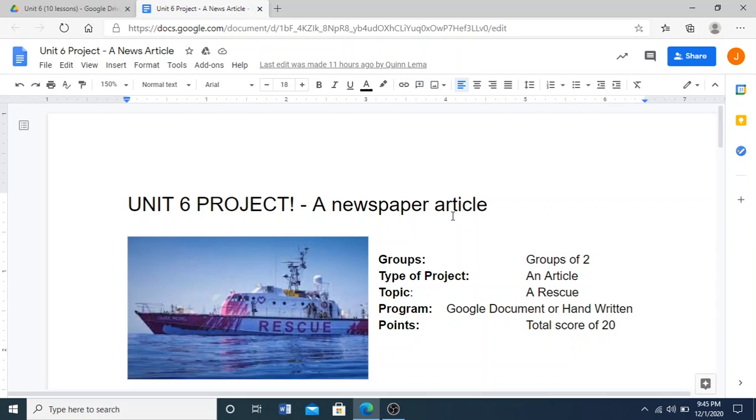Okay, so I'm going to read the information to you. You can also read along just to know what the requirements are. So first of all, you're going to be in groups of two. You're going to work in pairs. Then the type of project is an article. The topic is a rescue. So you're going to just describe a rescue.